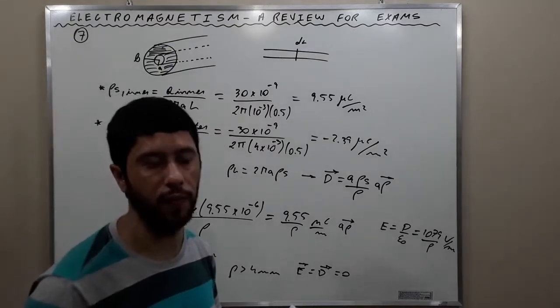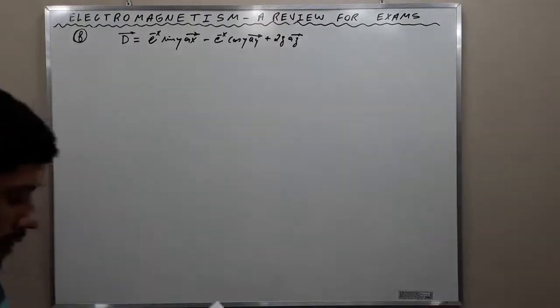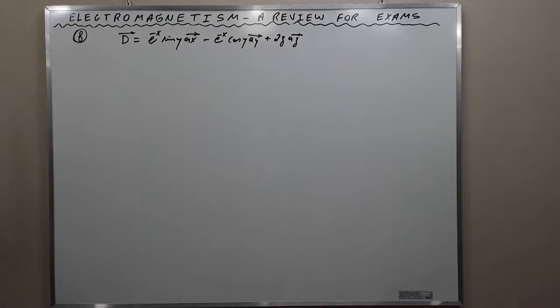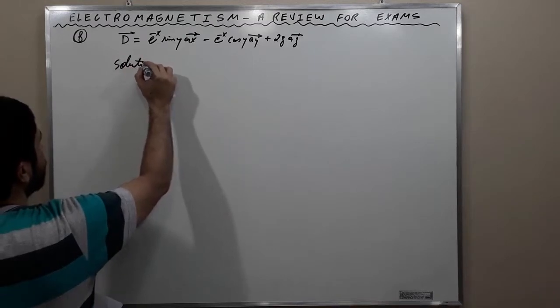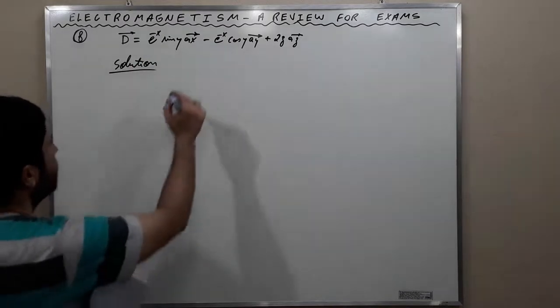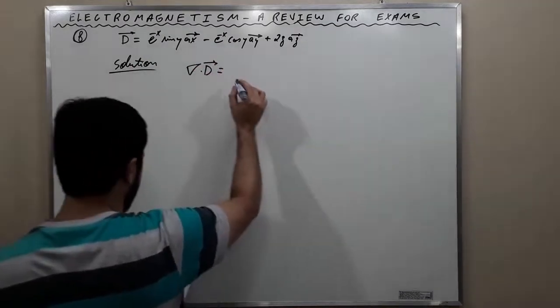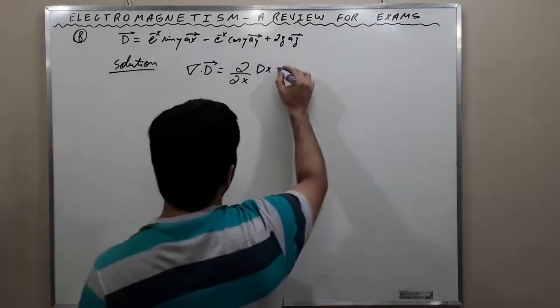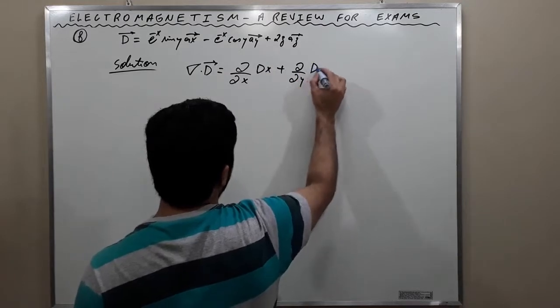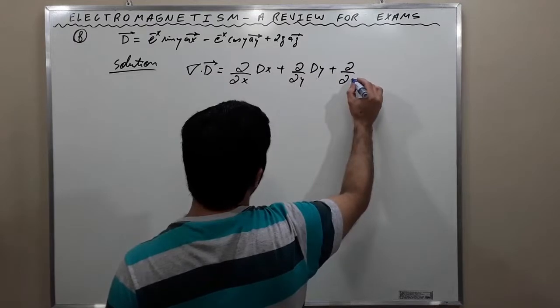Let's go to exercise 8 now. Exercise 8: calculate the divergence of D at the origin if D is equal to e to the negative x times sine y in the A x direction, minus e to the negative x times cosine y in the A y direction, plus 2z in the A z direction. Okay, this is the exercise. Let's go to the solution. The divergence of D is equal to the partial derivative with respect to x of Dx, plus the partial derivative with respect to y of Dy, plus the partial derivative with respect to z of Dz.